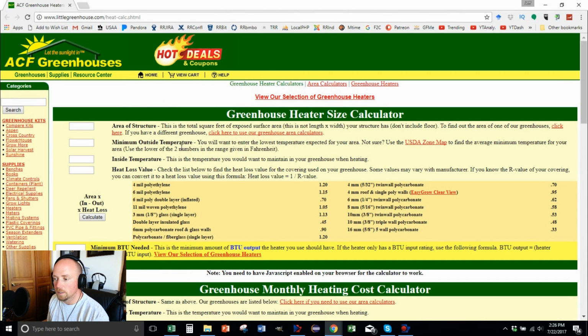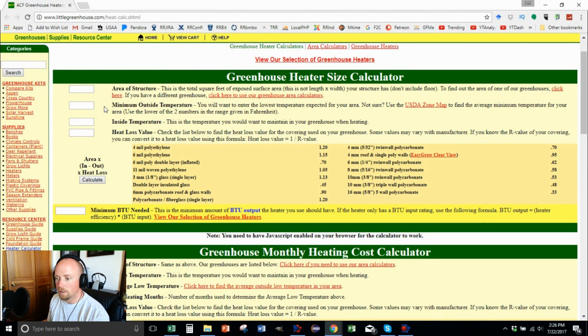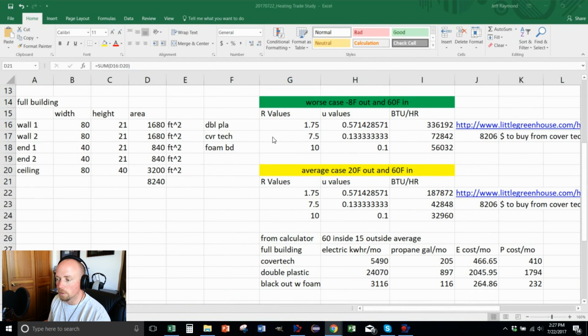It's thelittlegreenhouse.com. I think they have one of the best calculators. There's plenty of calculators out there that you can use, but essentially you type in the area, the minimum value that it's going to be outside, the inside temperature you want, and the heat loss value, and it'll tell you how many BTU that you actually need. That's pretty cool.